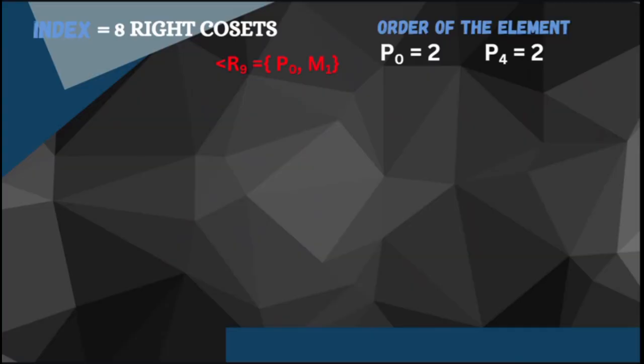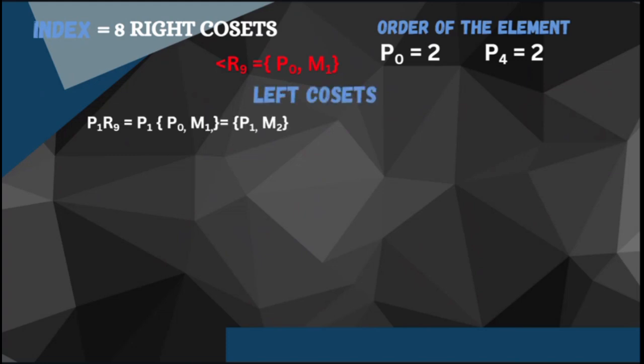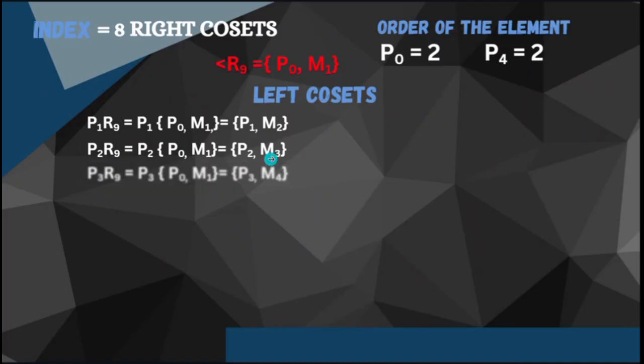For the next subgroup, we have r sub 9, whose elements are rho sub 0 and mu sub 1. For left cosets, we have rho sub 1 multiplied by r sub 9 is equal to rho sub 1 and mu sub 2. For rho sub 2 multiplied by r sub 9, we have rho sub 2 and mu sub 3. Rho sub 3 multiplied by r sub 9, we have rho sub 3 and mu sub 4. Rho sub 4 multiplied by r sub 9, we have rho sub 4 and mu sub 5.